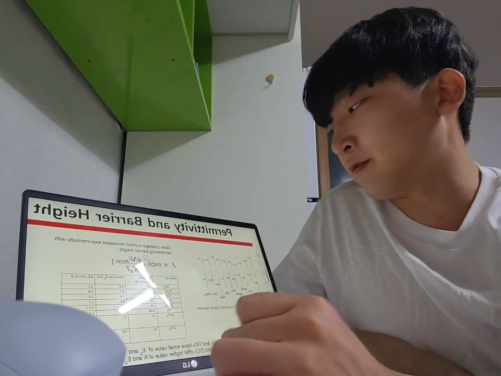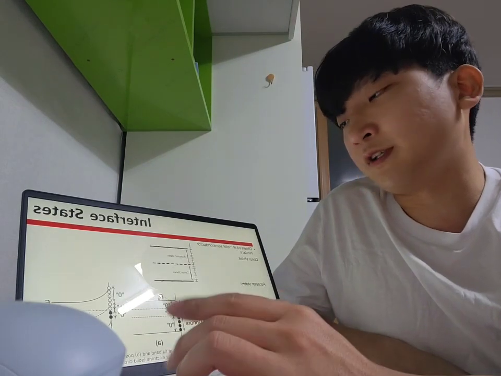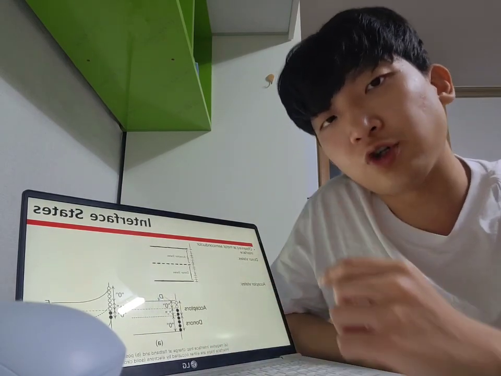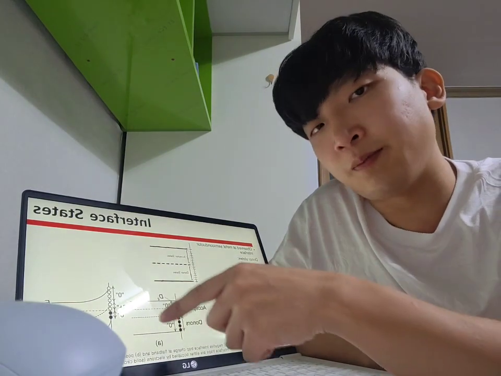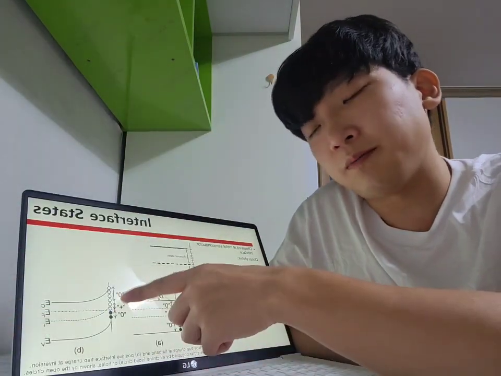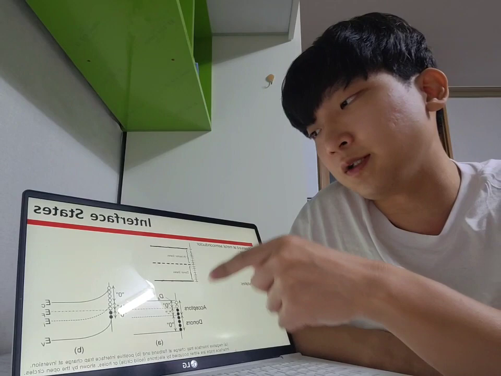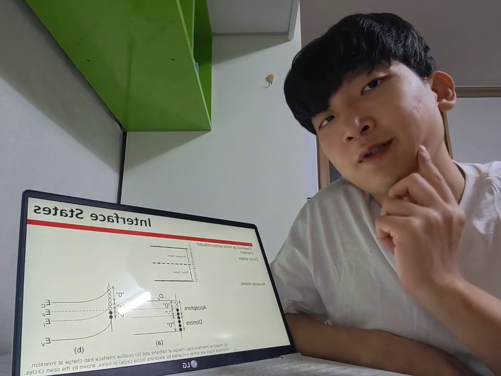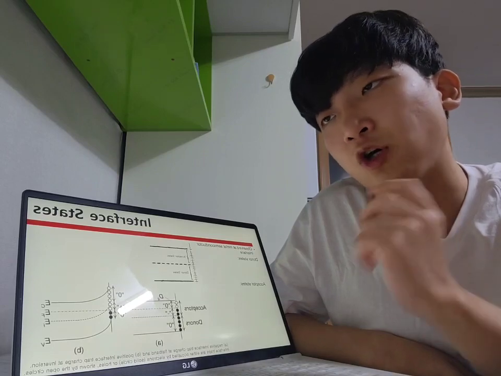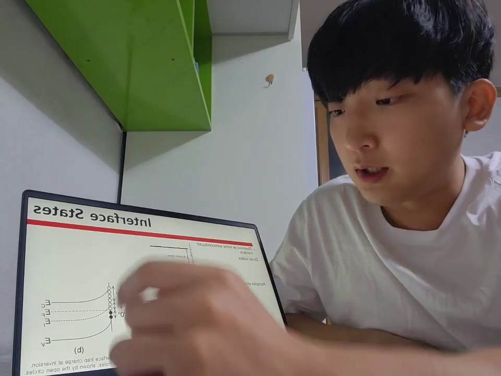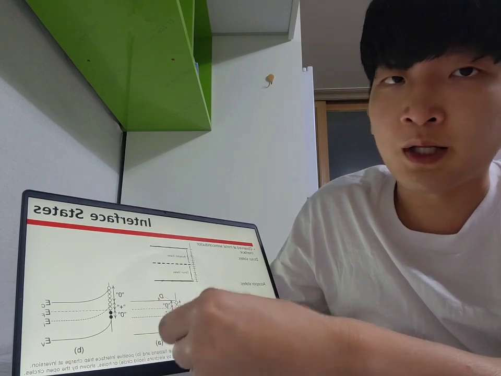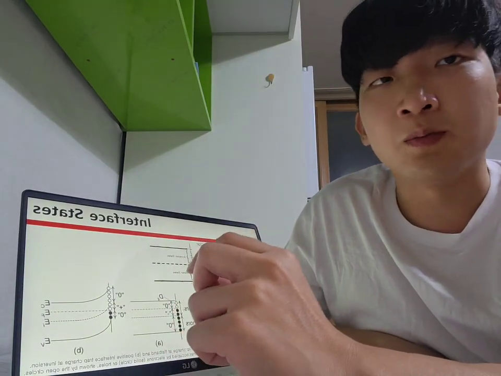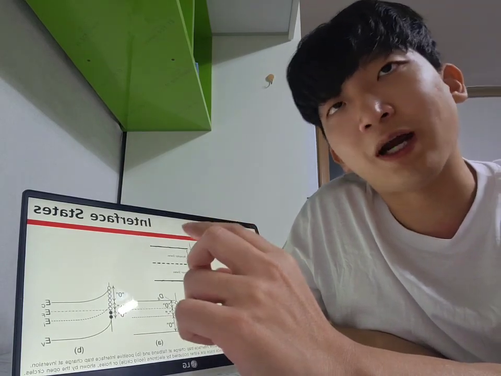And then we've learned about the interface states, which means, as you can see in this picture, the band gap goes like this, and this means there are some charges in it. That means we have some caps. We can see the charge as a cap. So as the band gap looks like this, there are some caps inside here. It means there are some interface traps.